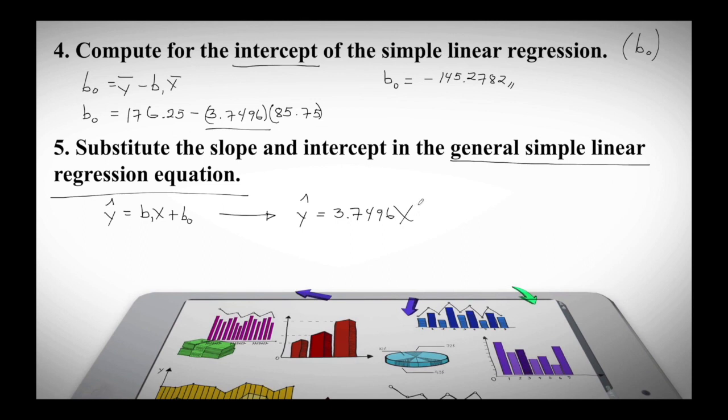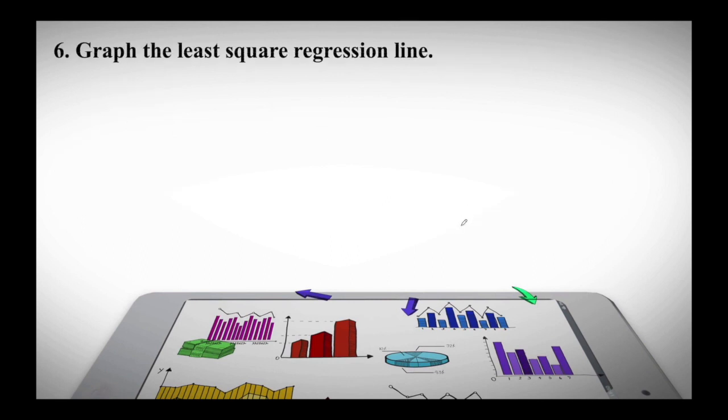Okay? Dahil ayan yung papalit-palitan natin ng values later. Minus the value of b sub 0. Actually, this is plus. But bakit minus ang nilagay ko? Dahil if you can check, negative ang value ng b sub 0. So, it will be minus 145.2782. So, this is our general simple linear regression equation. Ito yung model natin for that problem, for the sales versus temperature na problem. Okay? So, the next step is, guys, we should now graph the least square regression line.